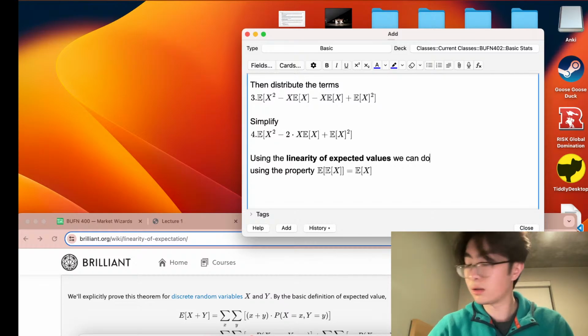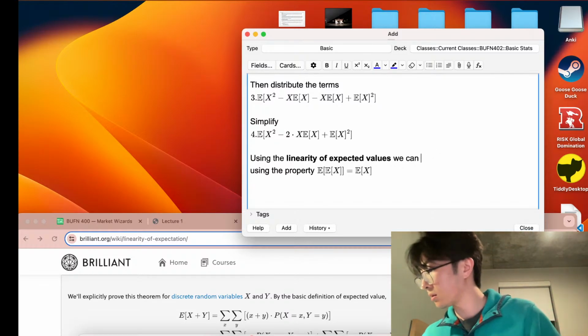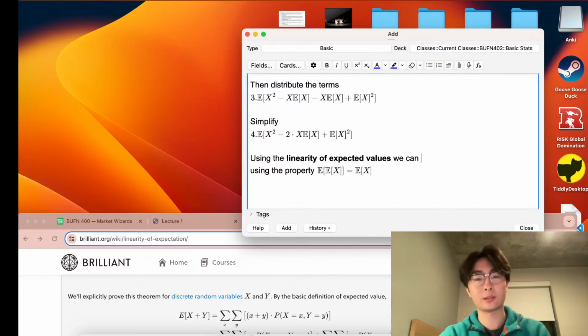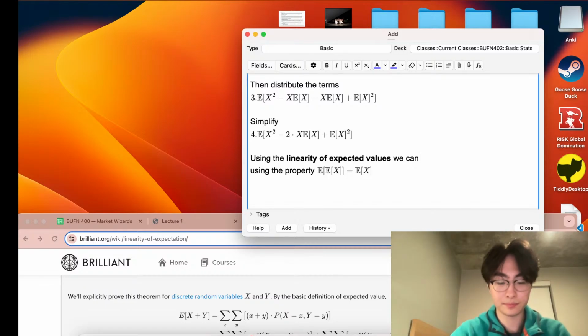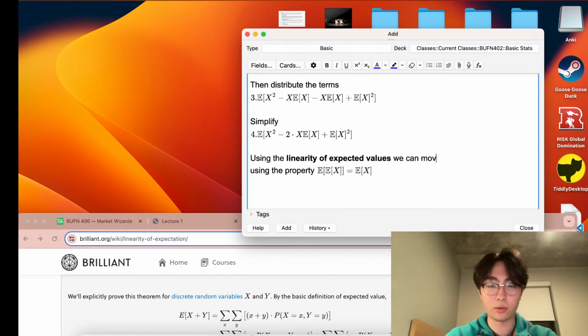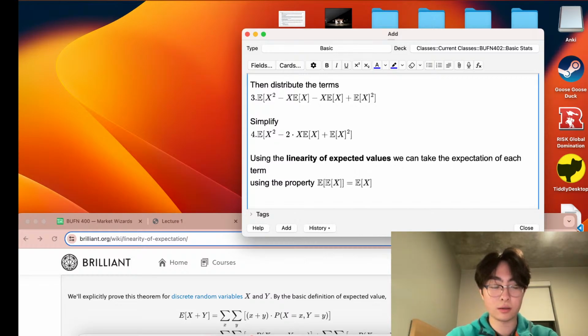Using the linearity of expected values, we can take the expectation of each term. Okay.